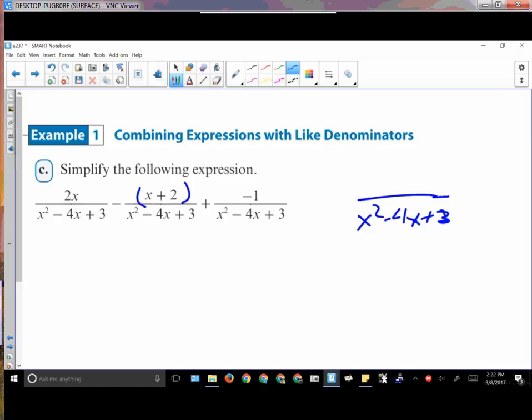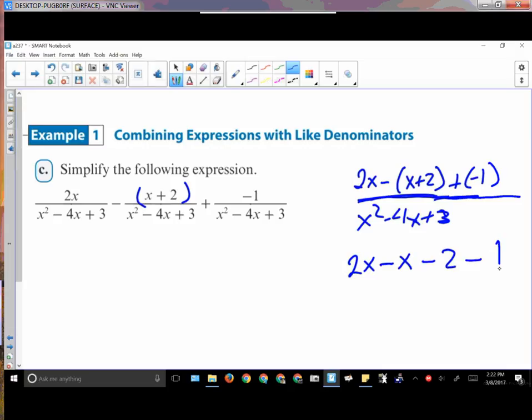Sometimes it's a little bit more helpful to write it out with parentheses like that. So this would be 2x minus parenthesis x plus 2 plus negative 1. Put each one of the things that's in the numerator in its own parentheses. Now we can see that we have 2x minus x minus 2 minus 1 all over x squared minus 4x plus 3. All we're doing is combining all the little rules that we've seen so far.